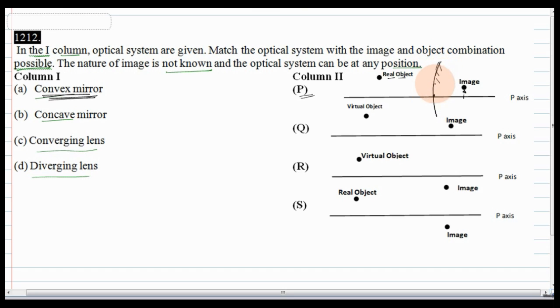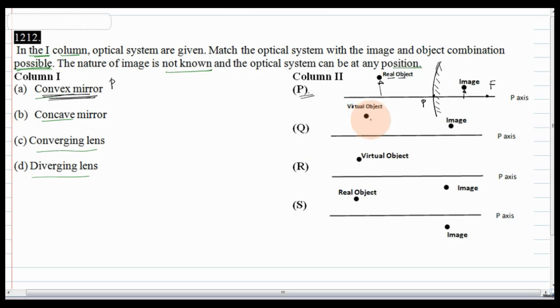So the convex mirror should be kept somewhere here and its focus should be here, so that the image of this real object is diminished and formed between pole and focus. So case P is possible with the help of a convex mirror. So option A matches with case P.